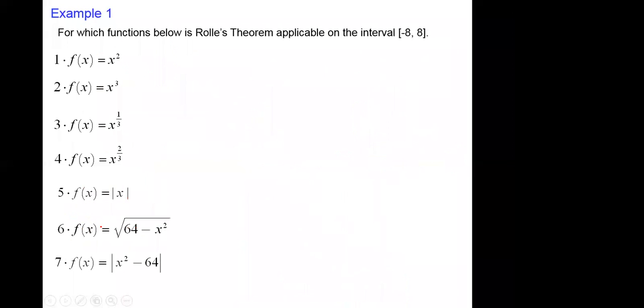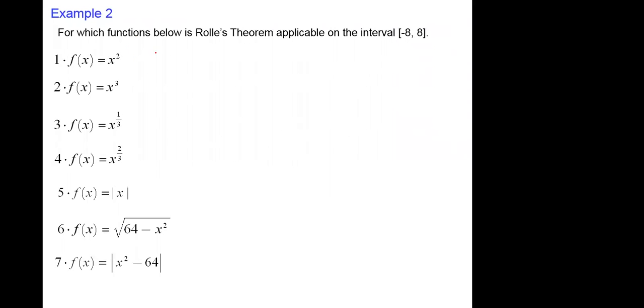Okay, now I do have a nice list of functions, and I would like to ask you to tell me which function is applicable for Rolle's theorem. Which means we're checking continuity, checking if the function is differentiable, and checking if the value at -8 and +8 is the same. Okay, let's take x squared. What do you think? Is the function x squared good for Rolle's theorem?